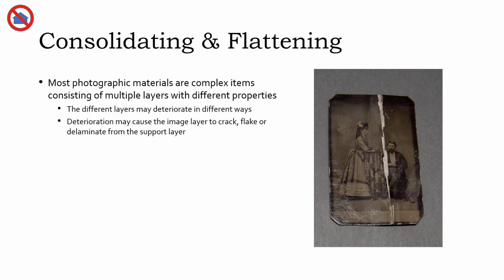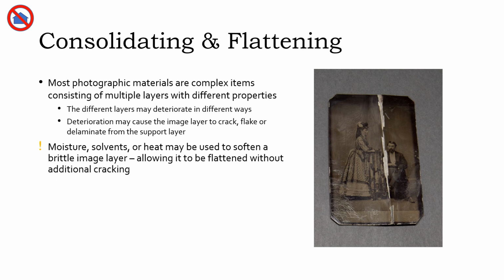Another form of mending or repair that conservators may do is consolidating and flattening cracked, flaking, or delaminating image layers. Photographic materials are typically complex, multi-layered items. Those different layers respond differently to environmental conditions and physical stresses. This may lead to situations where the image layer deteriorates much more than the support layer. As in this example, where physical distortion of the metal support of this tintype led to cracking and loss of the less flexible image layer.